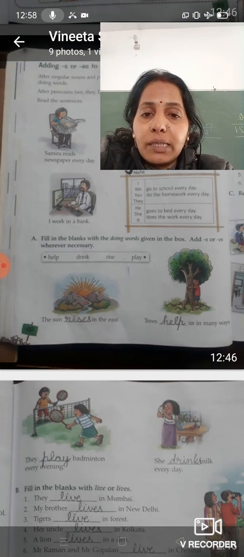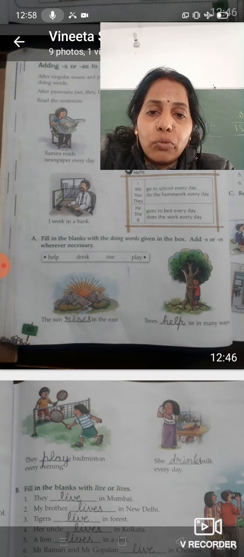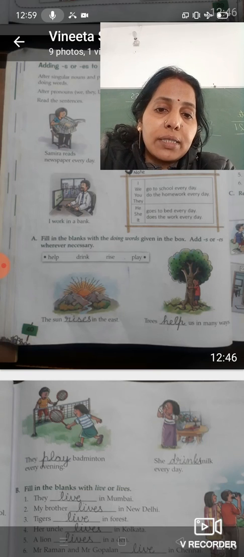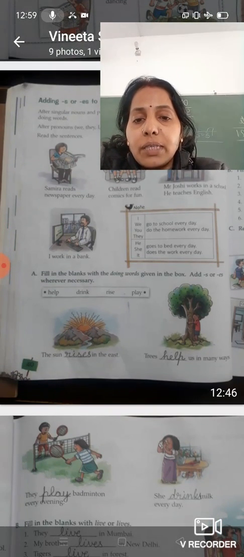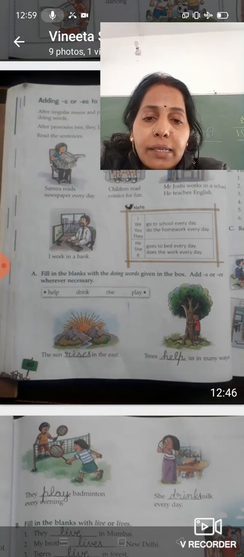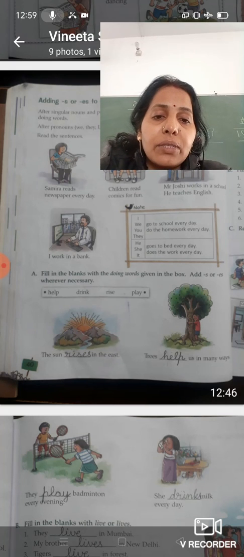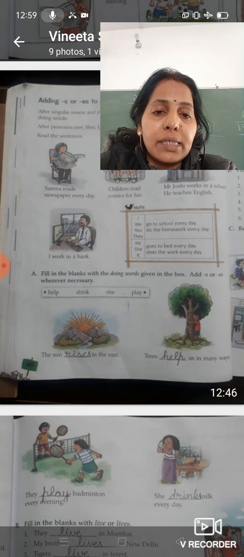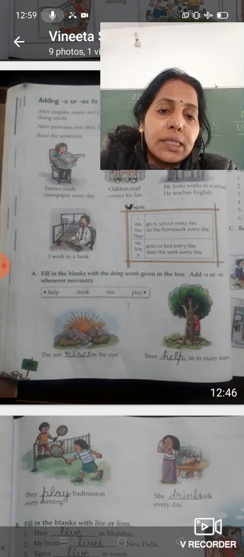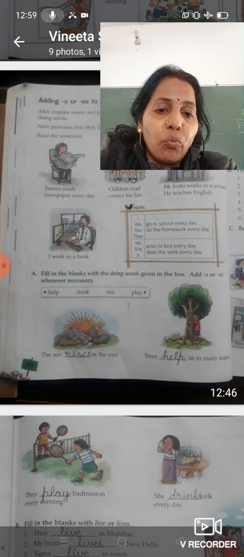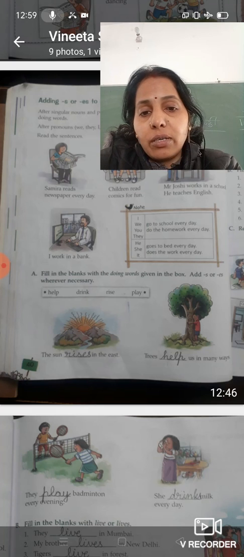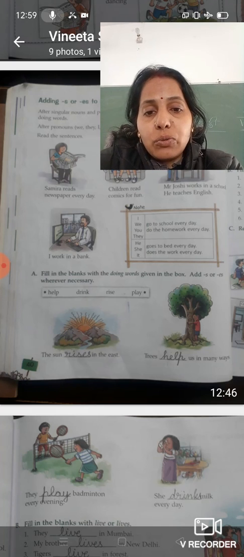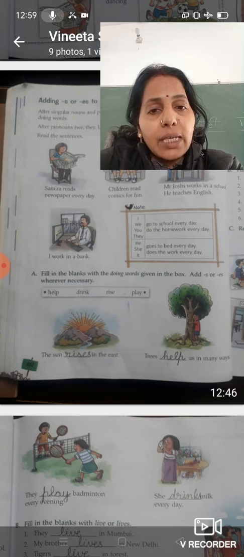In the first picture you are seeing the sun and it is rising. So you will write, the sun rises in the east. See children, sun rises in the east. Then write RISES, rises. The second picture is a picture of trees. The sentence is written, trees dash us in many ways. So what will you write children? Help. Because trees is a plural noun, you will write the verb HELP.